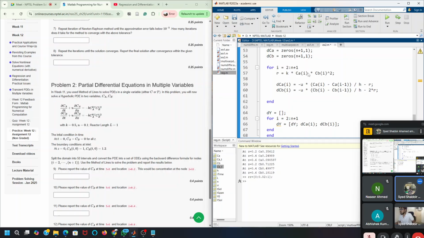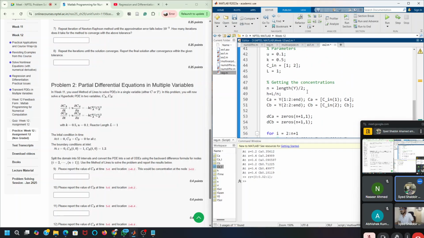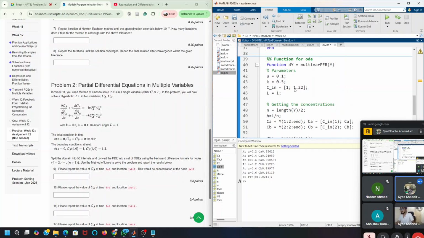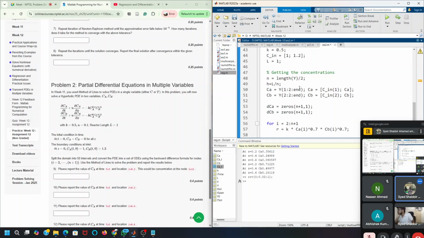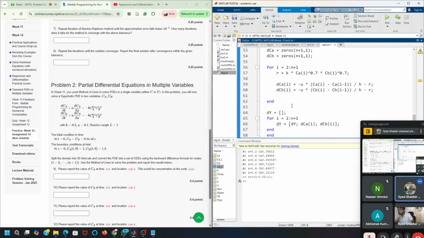So this is C power 0.7, A power 0.7, and the other is also 0, minus R. The initial values are the same, this is 1 and the boundary values are U 0.1 and A.